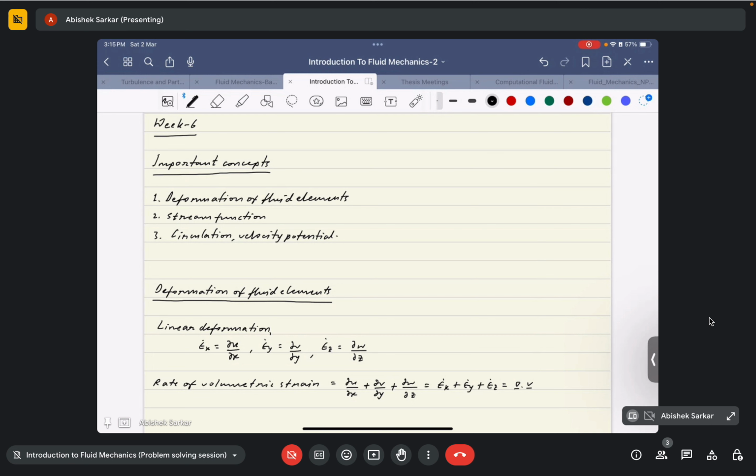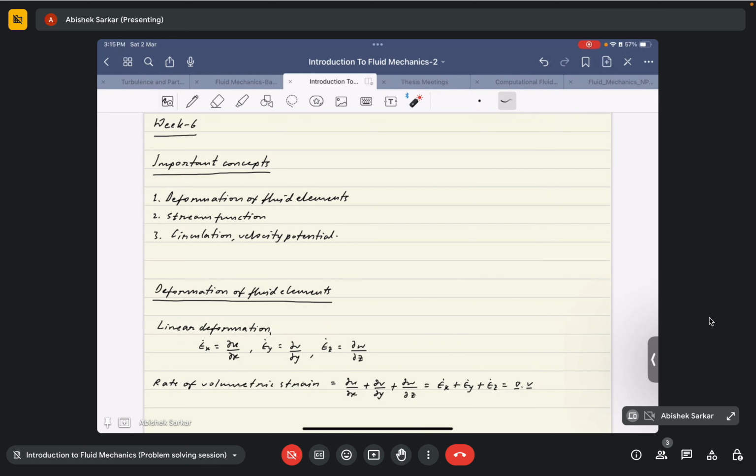Okay, then I believe we can start the session. In this week's session, we'll be mainly dealing with three topics, which are in continuation with the previous week's topics of fluid visualization and introduction to fluid kinematics. This week's topics include deformation of fluid elements. Last week we dealt with the linear deformation of fluid elements, and this week we'll be dealing with the angular deformation of fluid elements in depth.